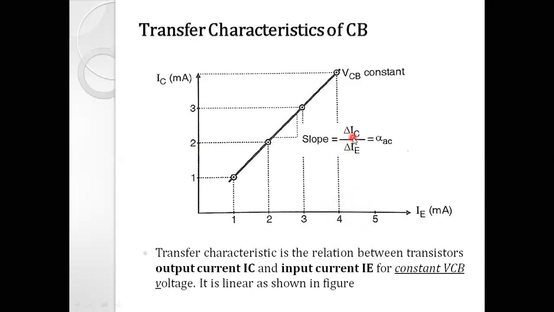So it is the ratio of change in the output current and change in the emitter current. But what is the output current divided by input current for the common base configuration? That is the current gain, right? So it is also termed as alpha AC.